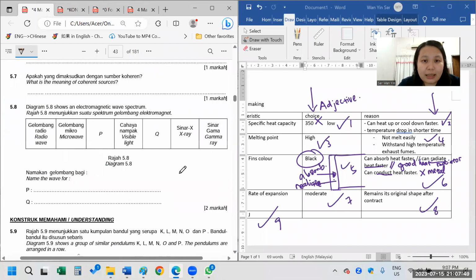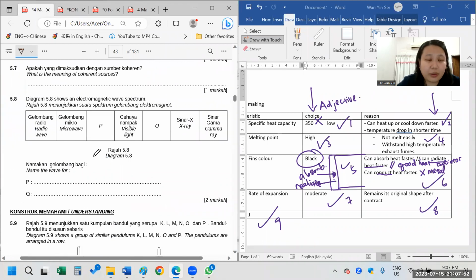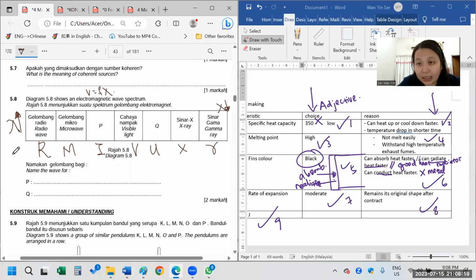Okay, this one is a must to remember. So radio wave, microwave, infrared, visible light, ultraviolet, X-ray, gamma. Radio wave has the longest wavelength, gamma ray has the shortest wavelength. So v equals f lambda. Since v is constant, lambda increases, f decreases. Lambda decreases, f increases.